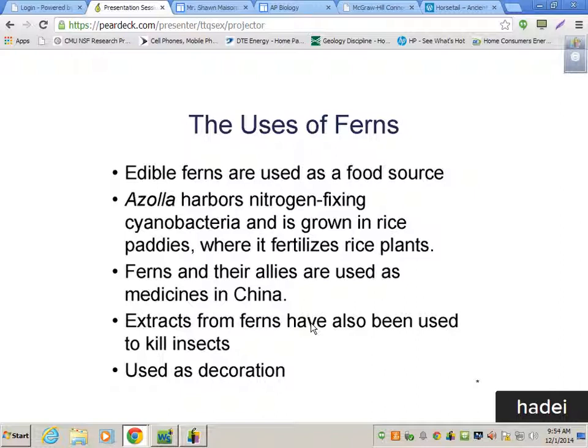And extracts from ferns have also been used to kill insects. And they're used as decoration, of course, when we send flowers to people. So there are a lot of ferns in mountainous regions because China has so many mountains. You find a lot of ferns there.